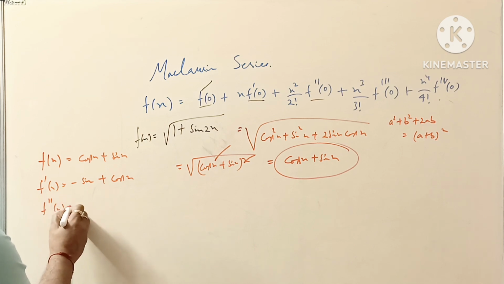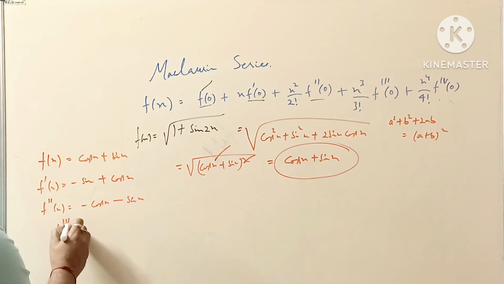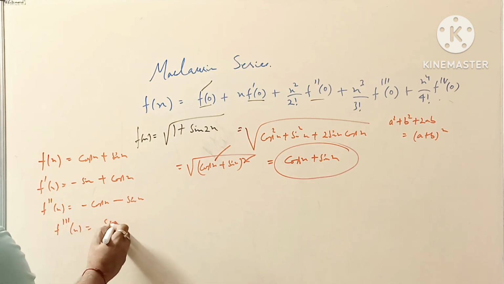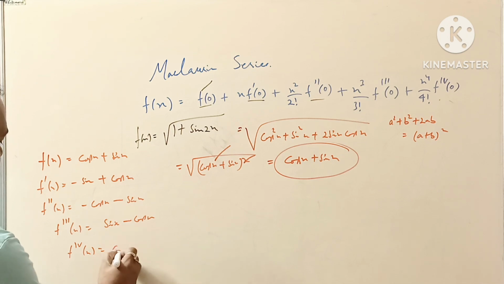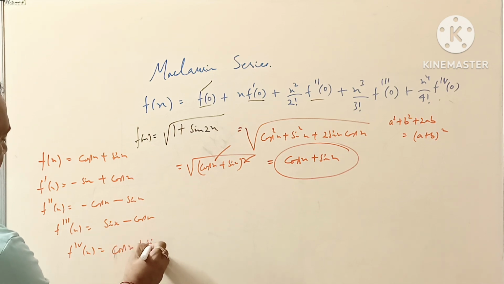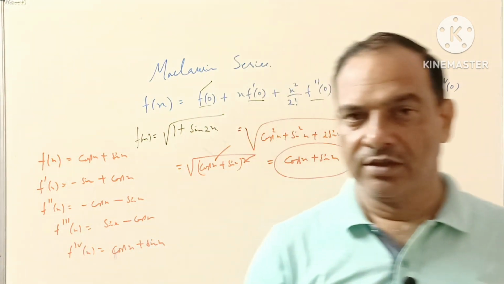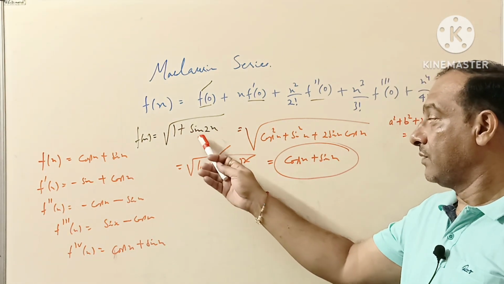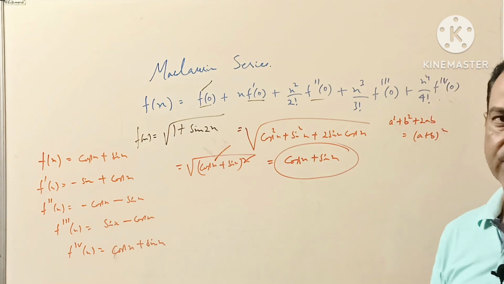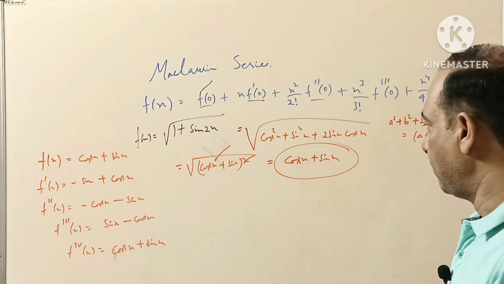For f double dash x, you are having minus cos x minus sin x. For f triple dash x, you will be having sin x minus cos x, and for f fourth x it is cos x plus sin x. Okay, you can easily do the differentiation when you are having this function as your f(x). But if you go with the other form of differentiation, then it will make a problem for you. Try to do the questions in a simple form so that it will help you in a big way.